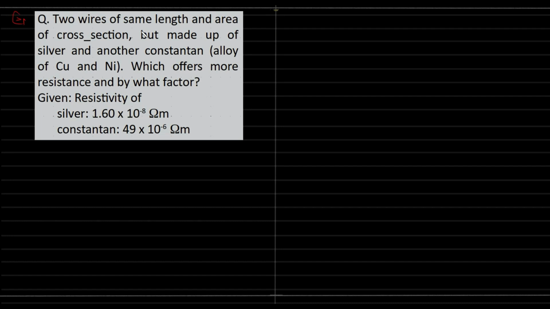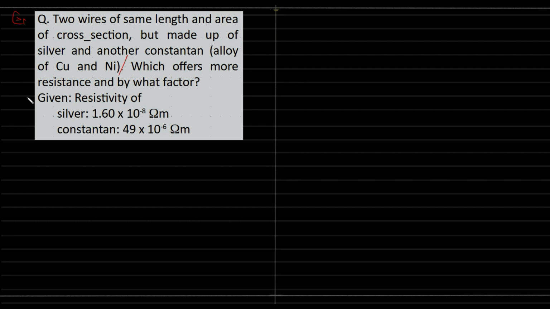Two wires of the same length and area of cross section, but made up of silver and another, constantan. It's an alloy, a mixture of copper and nickel. To know more about constantan, just web search. Alloys are generally of, anyways, I can't tell that. Okay, which offers more resistance and by what factor?